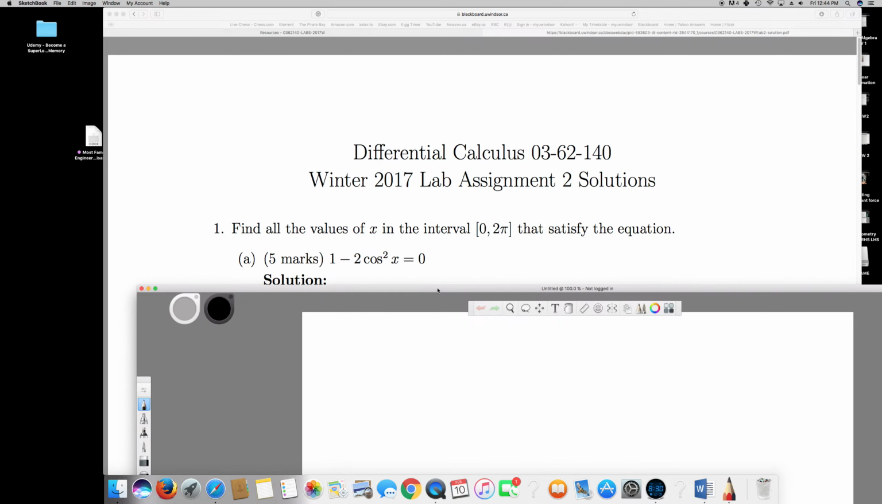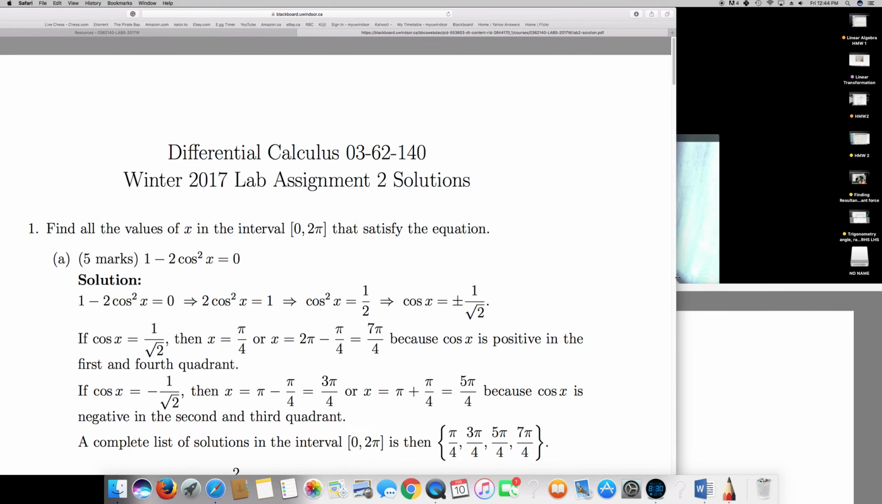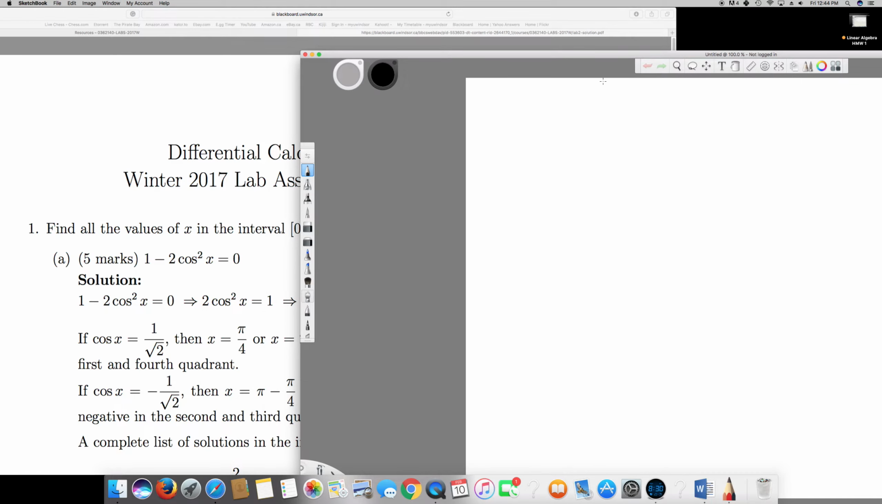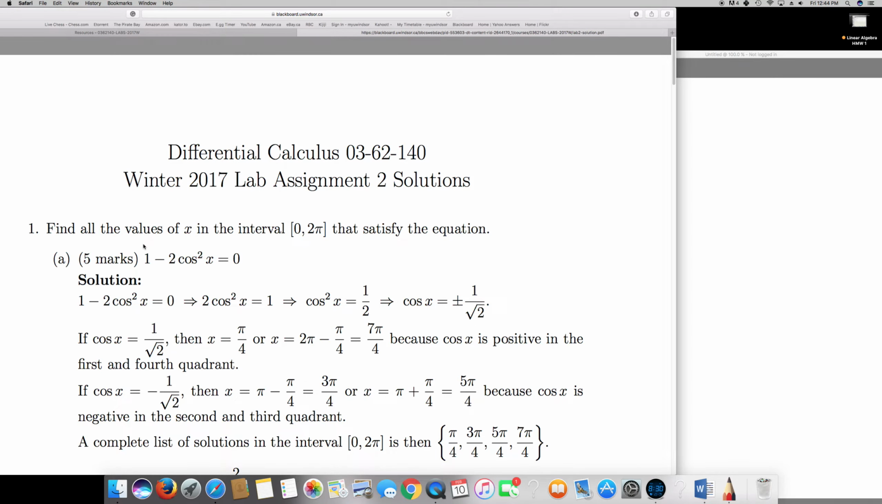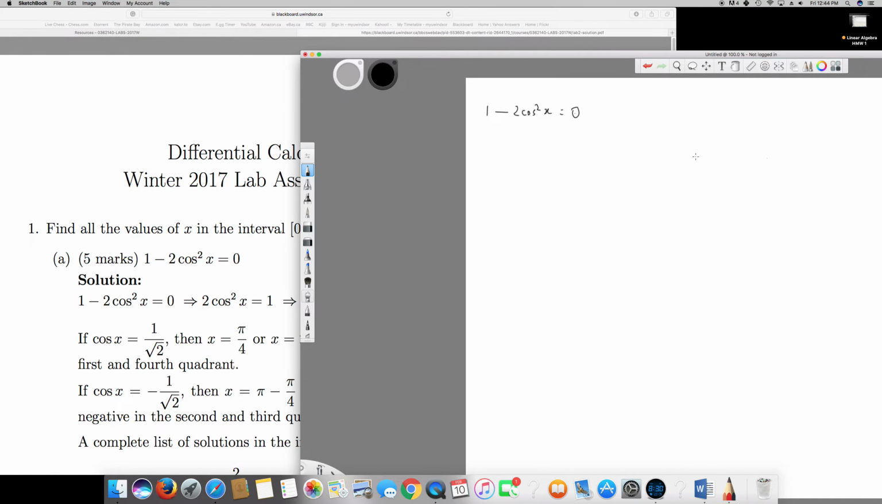Okay. So the question is 1 minus 2 cos square x equal to 0. This is our question, and the question they are asking is find all the values of x in the interval 0 to 2π that satisfy the equation. It's basically the angle in radians, right? So first of all I have to solve this equation to find the angles.